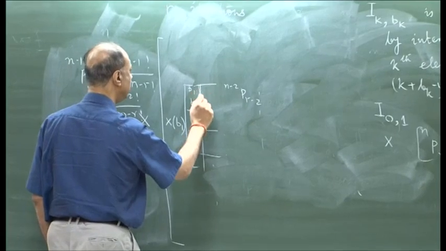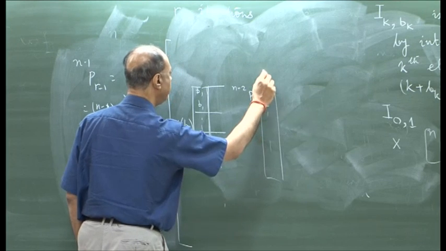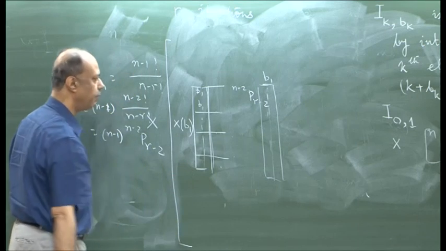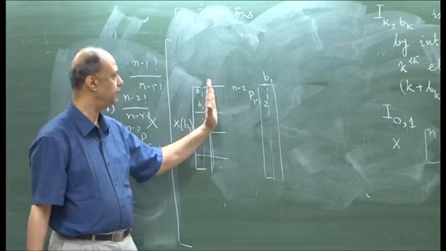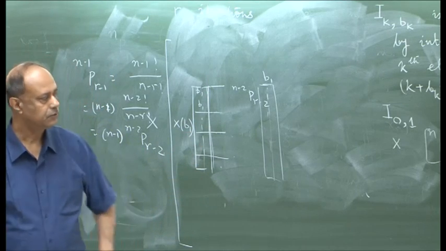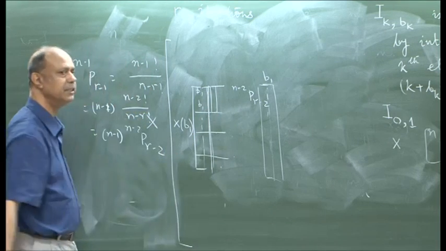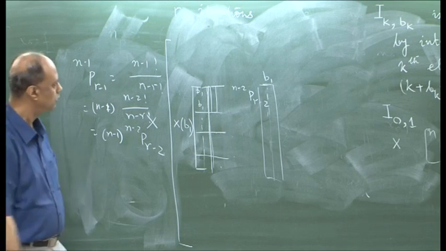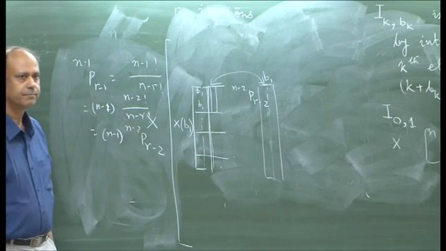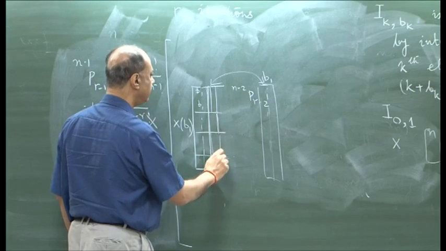Remember here, this element is 1, the B1th entry is 1 and this is B1. I am now thinking about the second element. Now for the second element, the first n-2 P r-2 elements should be 1. So I have to have some procedure to interchange these two. Similarly is the case with this and so on.